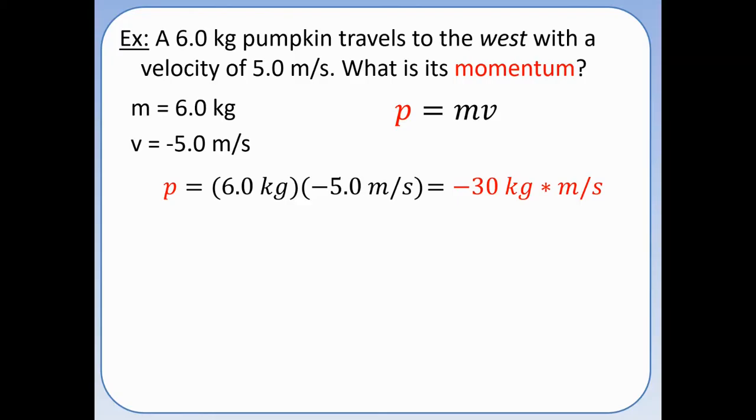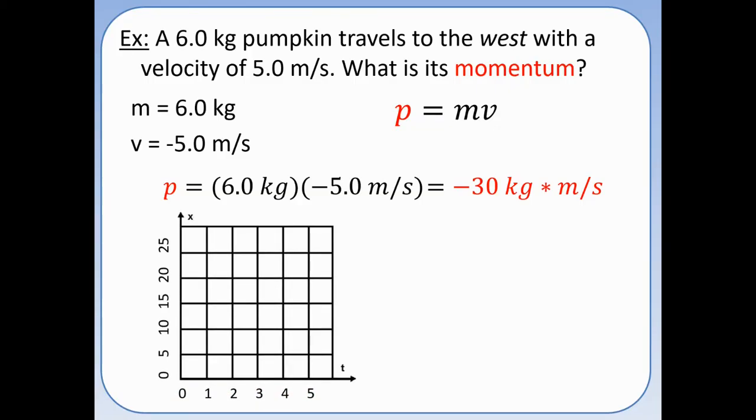All right, so now we're going to take this problem and represent it in a couple other ways besides just numbers. The first thing that we can do is create a position time graph for this motion. Remember, a position time graph tells us where an object is in space at any given time. Also remember that the slope of a position time graph tells us the velocity of the object.